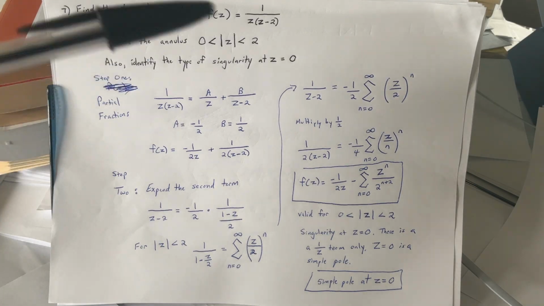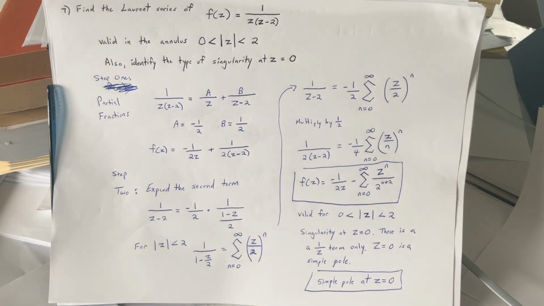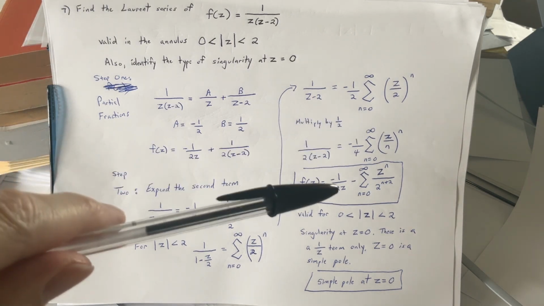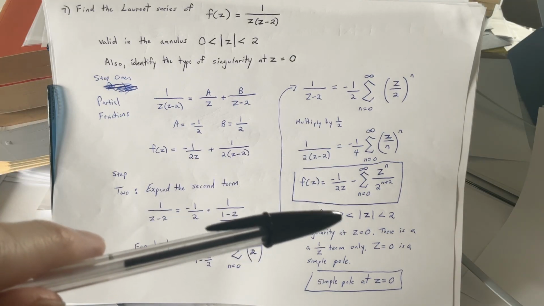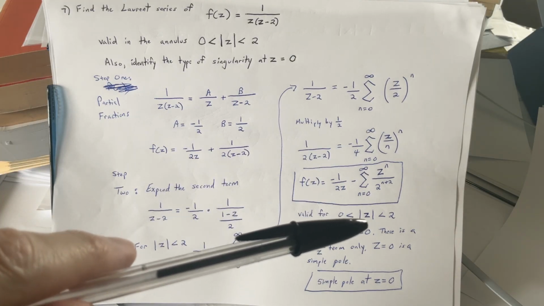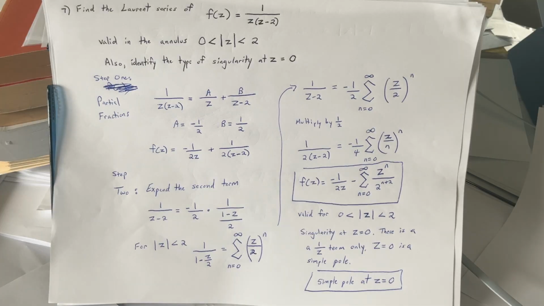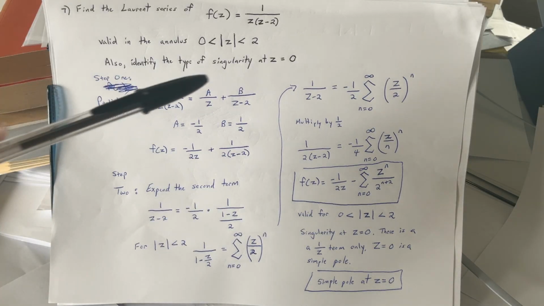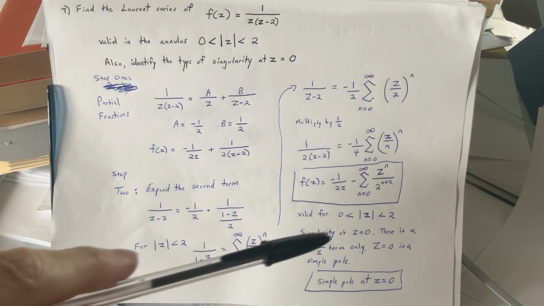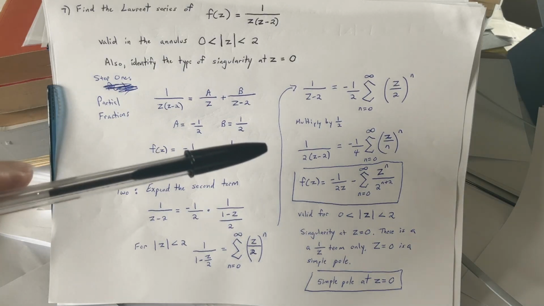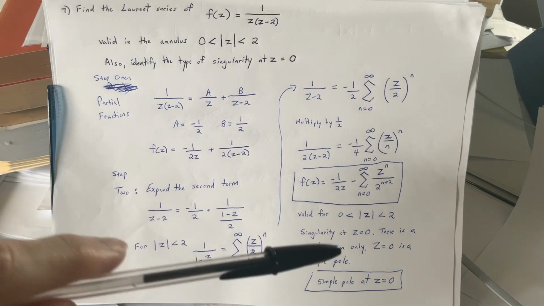Remember from Calc 2 how to rewrite these with the series, and you probably went over that again in complex variables. So this becomes this, and we can say it's valid for 0 less than the modulus of z less than 2. So the singularity at z equals 0 has a 1 over z term only.